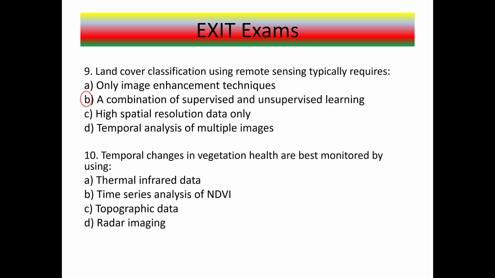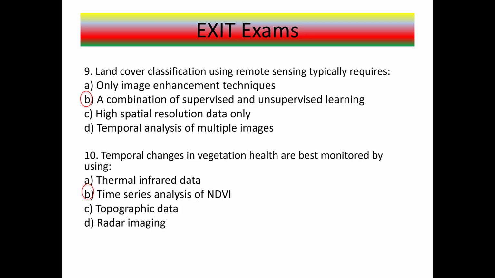Question number 10. Temporal changes in vegetation are best monitored by using blank. Temporal changes in vegetation means there is a time difference, that means time-based change detection analysis of land use land cover or vegetation, where we require two time period image acquisitions. So this can be monitored by A, thermal infrared data, B, time series analysis of NDVI, C, topography data, D, radar data. So this is time series analysis of NDVI.